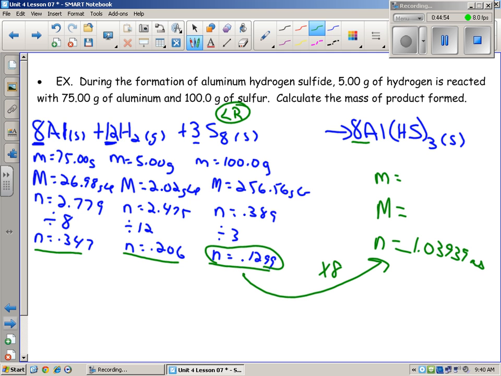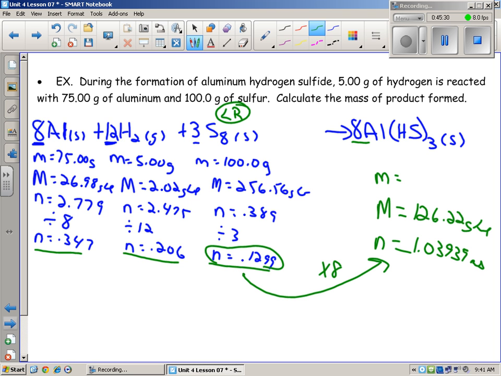Okay? Good? Does someone have the molar mass of aluminum hydrogen sulfide by chance? Anyone? No? All right. What do we got here? 3 sulfurs, 3 hydrogens, and 1 aluminum. 126.22? Does that sound right? I think so.